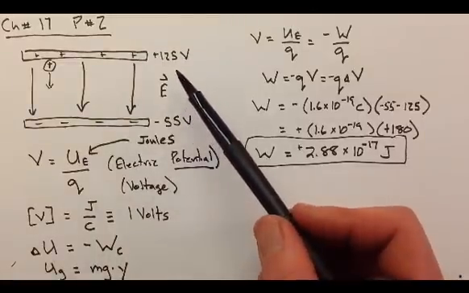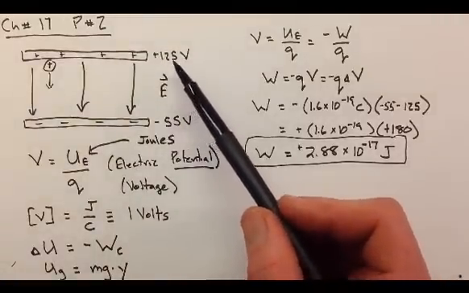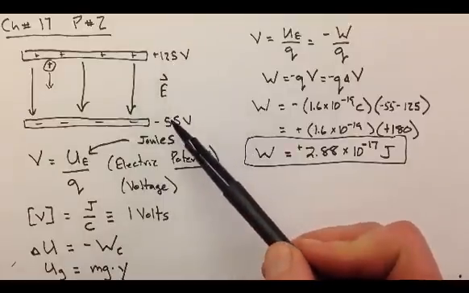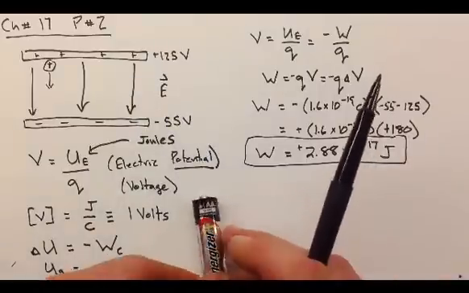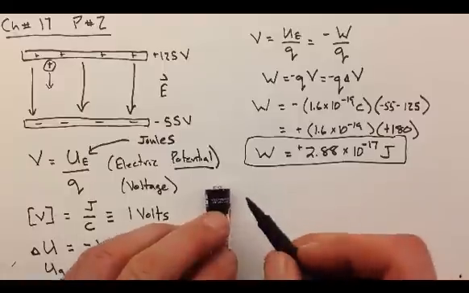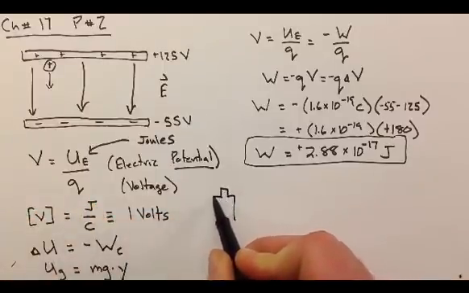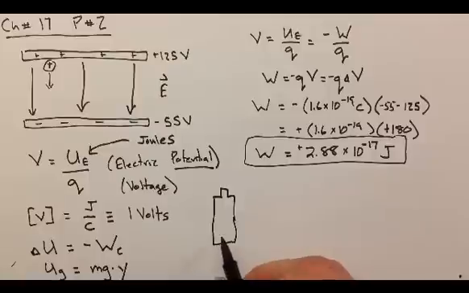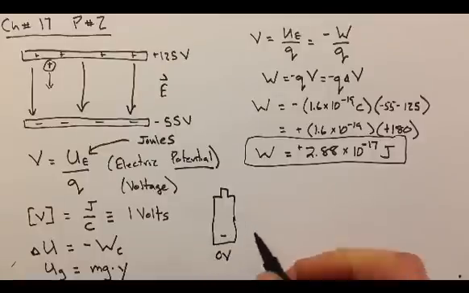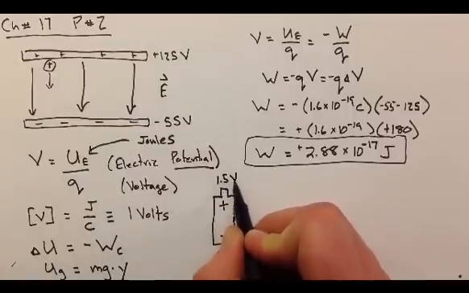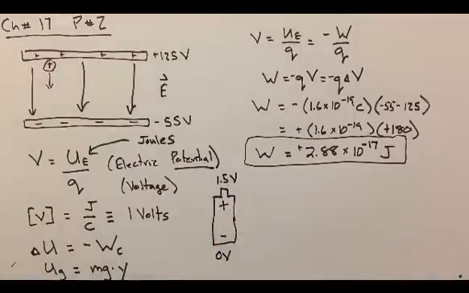Just as something I always like to keep in mind, positive charges tend to go away from positive voltage towards negative voltage. Another way to think of it, if you have a battery, here's my battery. Usually the negative terminal we think of as being 0 volts, and then the positive terminal as being the voltage of the battery, or 1.5 volts.